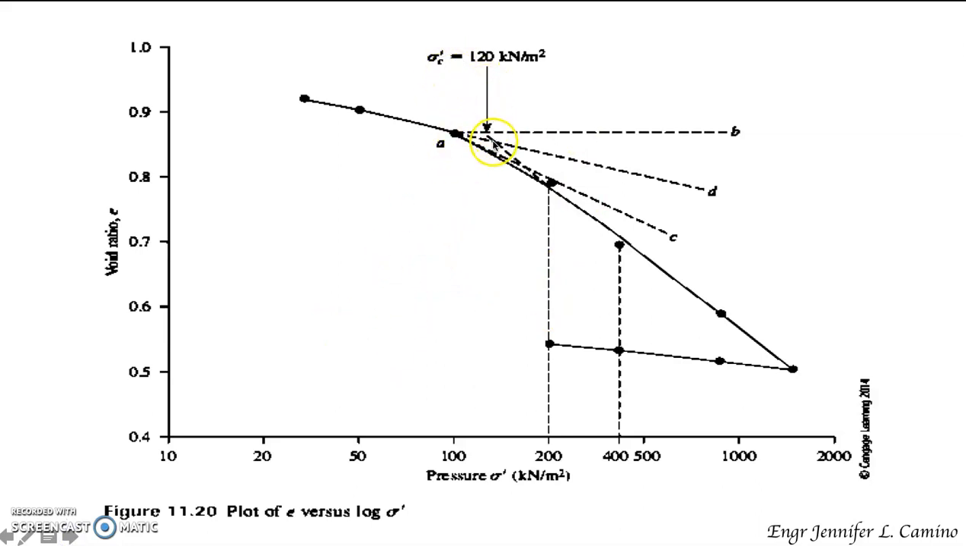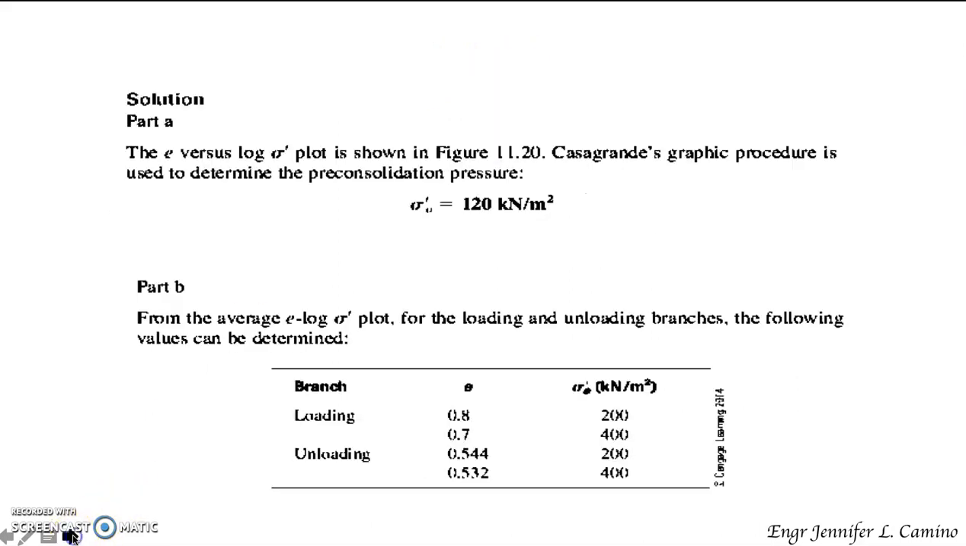On the intersection, you draw the horizontal line, you draw the line AC, and you draw a bisector between AB and AC. Then you draw a tangent line to this. The intersection between AD and the tangent line that you draw is your preconsolidation pressure. For this one, it was obtained that this is 120 kN per meter squared.